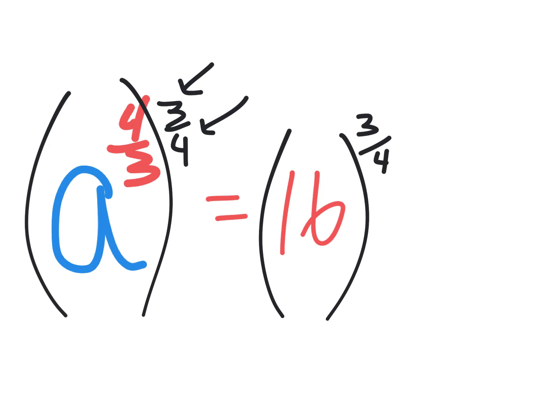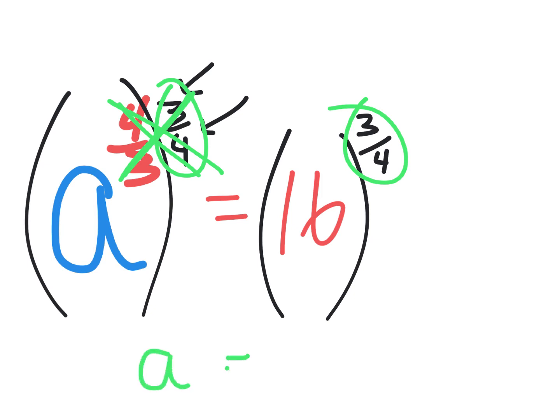And that goes on both sides. As you know, we do stuff to both sides. You don't just do it to one side. You do it to both. And then this cancels this because 3/4 and 4/3 make 1. They're what's called reciprocals. And then a to the 1 is just a.